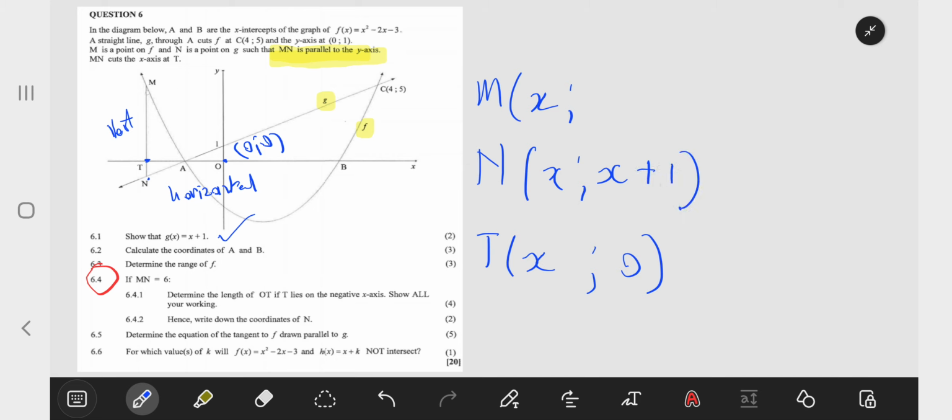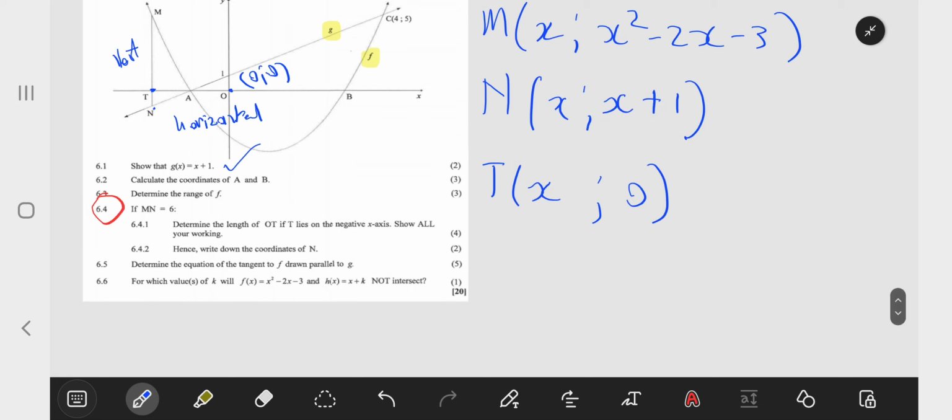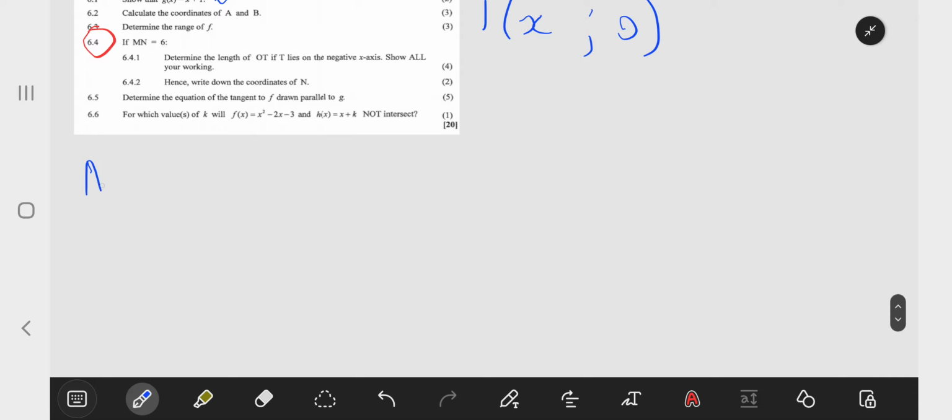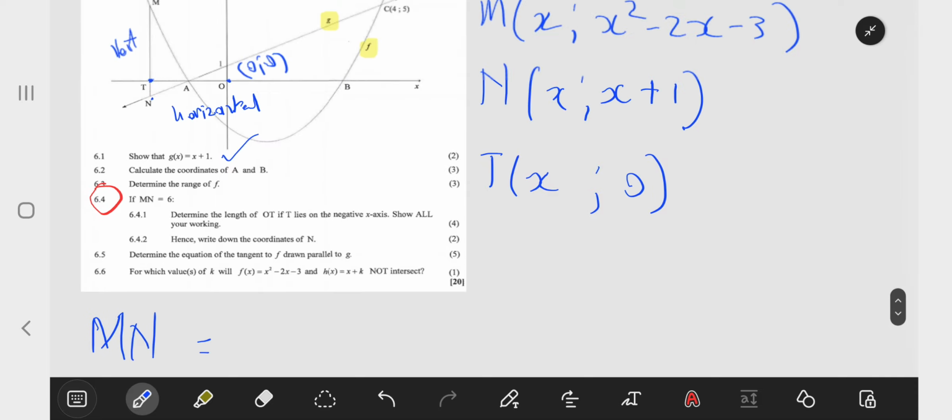And what about M? The y-coordinate of M is f of x, right? And f of x they gave us as x squared minus 2x minus 3. So we have now identified our coordinates, right? And don't forget that the x-coordinate is the same everywhere. Let's start with the information they gave us, which is MN, and MN is equal to 6 here. Can we calculate MN based on these coordinates? We have the coordinates here, so let's calculate our distance MN, and MN is a vertical distance, right?